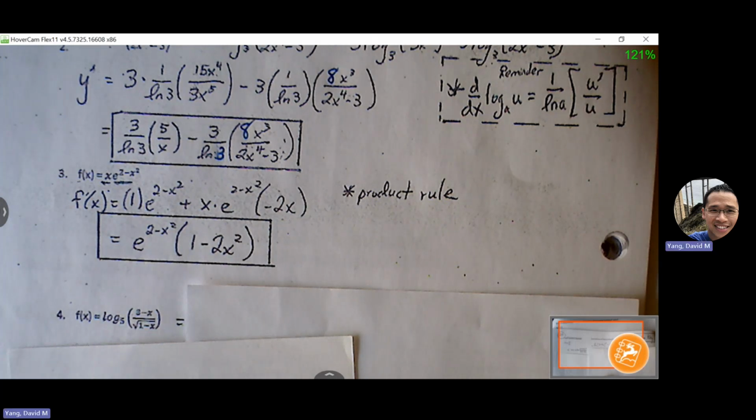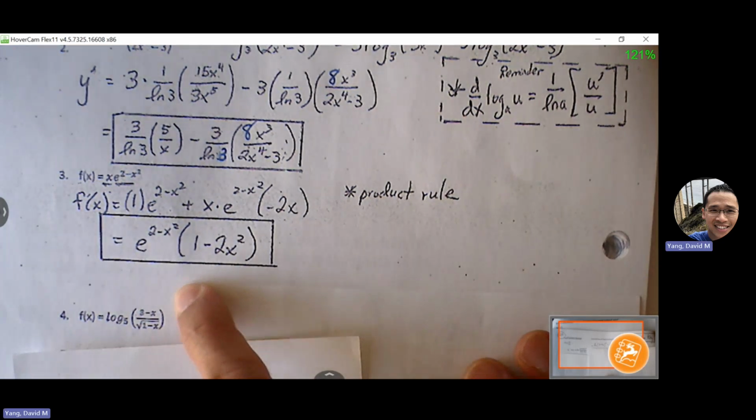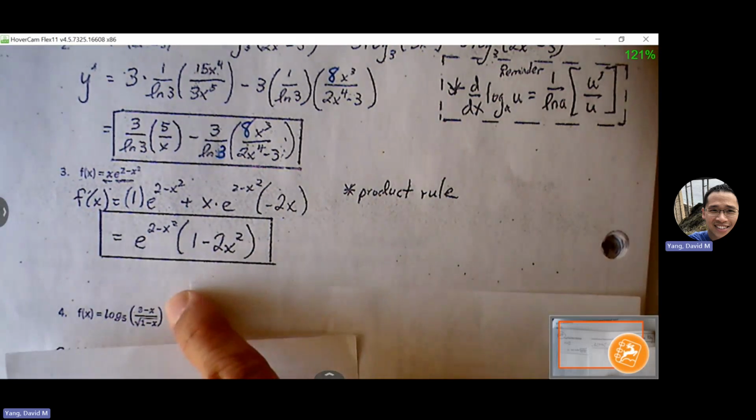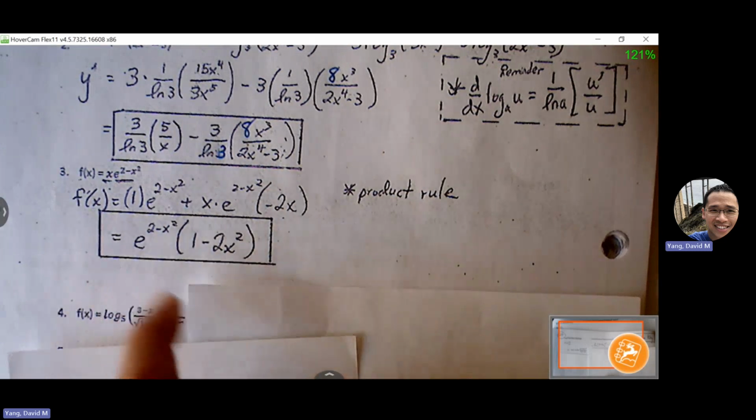Okay, number 4, what can we do first? Expand, right? So log base 5, natural log, they all have the same property. You can expand that. There's no exponent that's getting in the way, so we can jump directly into expanding. But if there was an exponent outside the entire parentheses, I would do that first, and then I would expand.